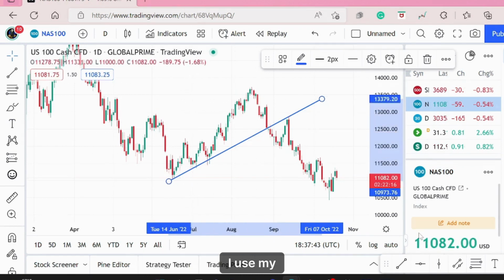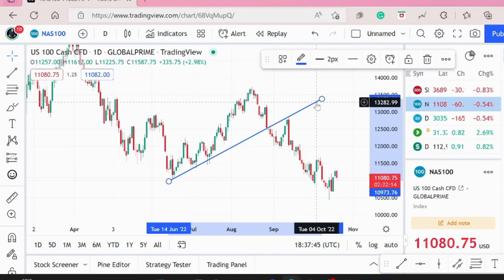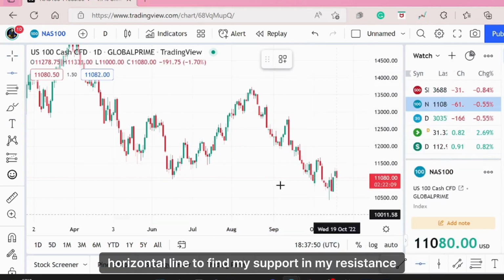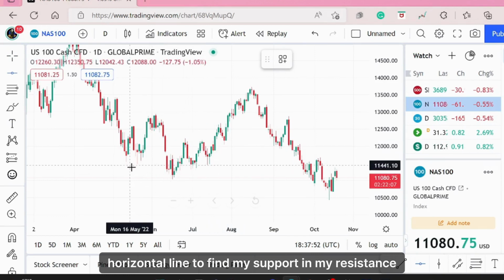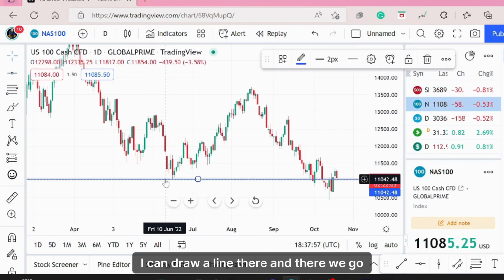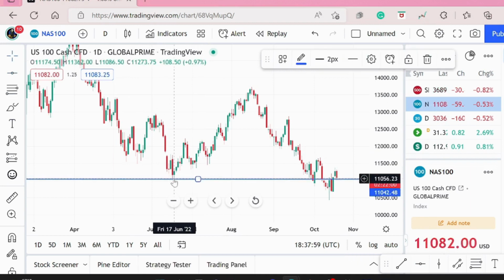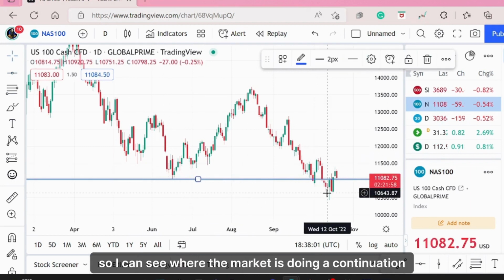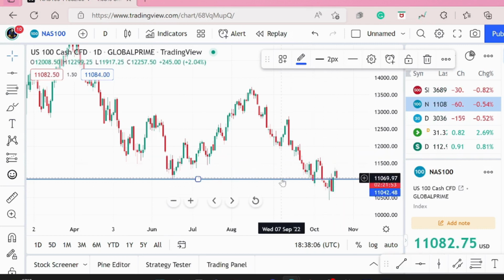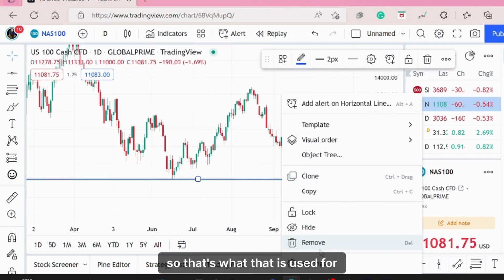I use my horizontal line to find my support and my resistance. I see my last low here. I can draw a line there. And there we go. We got support and resistance. So I can see where the market is doing the continuation or if the market is going back into a buy here. So that's what that is used for.